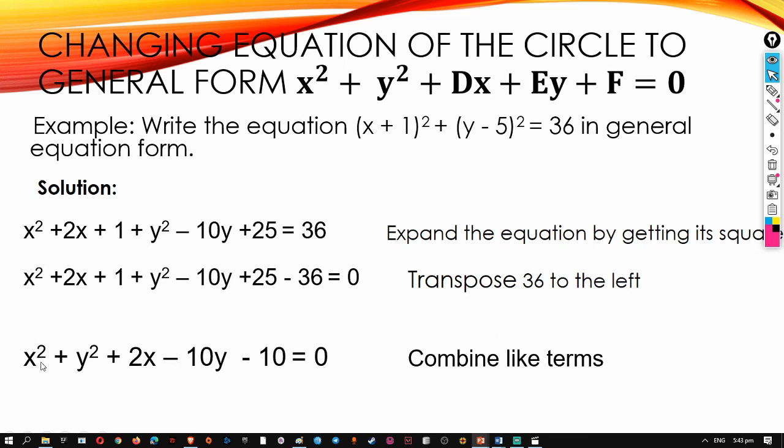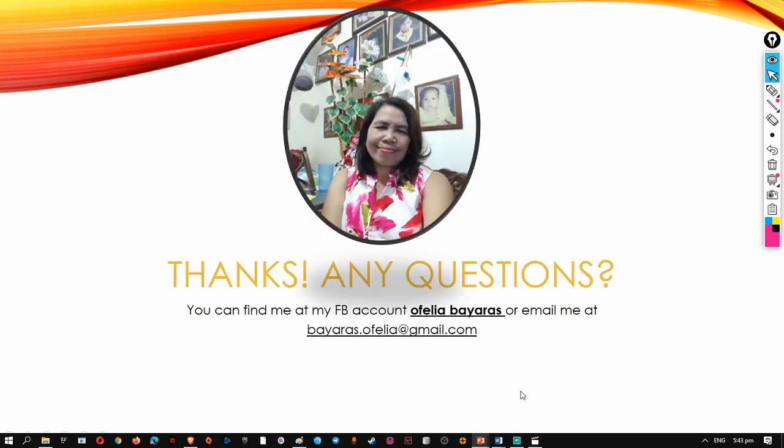Di ba? So, dapat naka x squared plus y squared plus dx plus ey plus f. Dahil naka general form na siya, pwede nating makuha ang value ng d. So, d is ito, 2. E is ito, negative 10. And F is ito, also negative 10. Okay, and then, wala na pala.